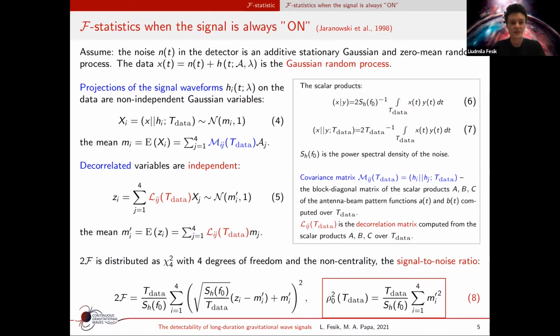We assume that the noise in the detector is additive, stationary Gaussian, and a zero-mean random process. Then the data that includes the noise and the signal is also a Gaussian random process. We introduce the scalar products, which I briefly give in this box on the right side. The projections of the signal waveform on the data is a scalar product of the data with a signal model. We speak about four Gaussian variables. Initially these Gaussian variables are not independent, and we make them independent with the decorrelation matrix.